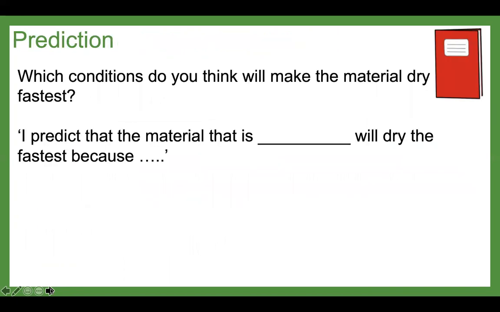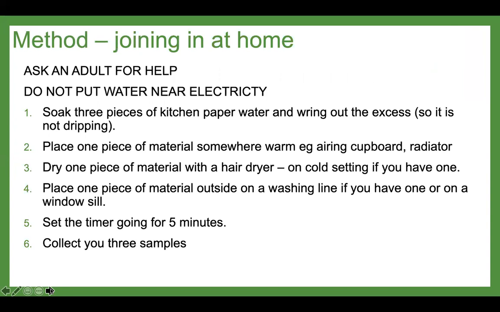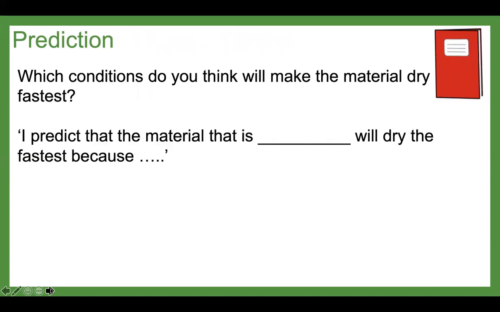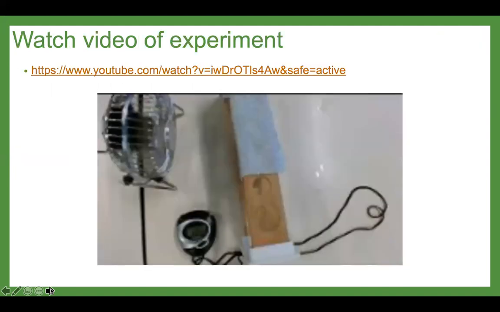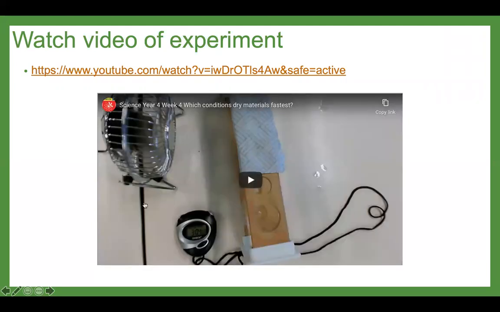I need you to make a prediction. Which conditions do you think will make the material dry the fastest? So do you think the material in the airing cupboard will dry fastest, or maybe the hairdryer will dry fastest, or the material on the washing line? Which one? So you need to write this down in your book. I predict that the material that is will dry the fastest because. So you need to also explain why you have made that prediction. Do that now, pause the screen. So what we're going to do is we're going to watch a video of this experiment.